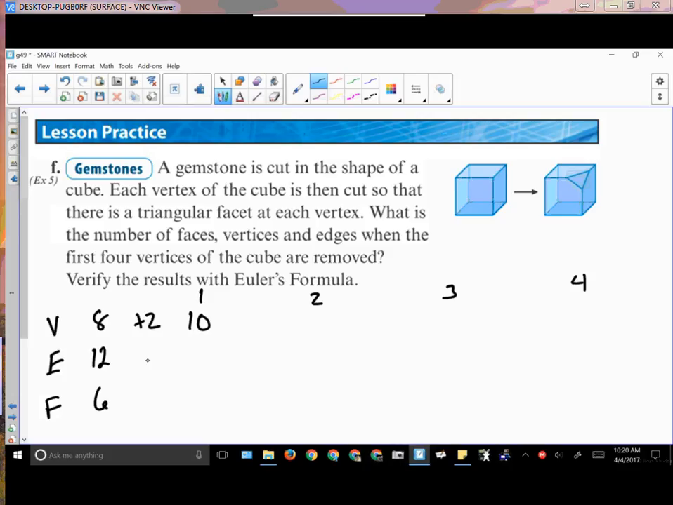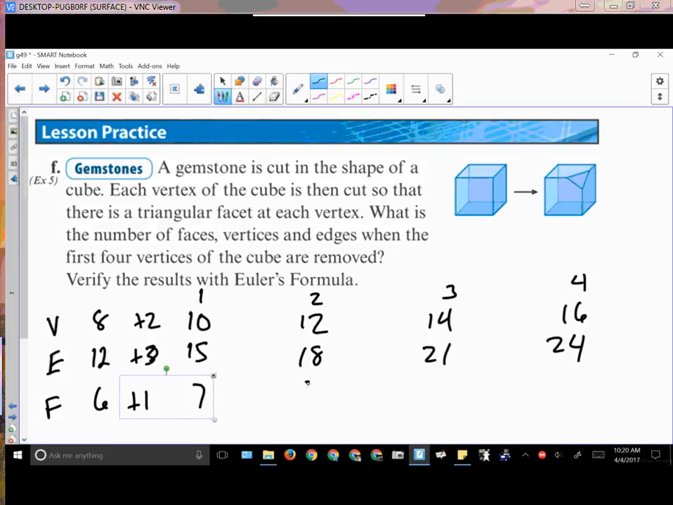Now, how many edges were added on when I did this? Well, it would have to be 3. So now I am at 15. Because here, this edge, and this edge are still these 3 edges here. So 3 new ones were added. And so by grinding it down there, how many faces did I add? I added 1, so now I am at 7. So that means that this should be 12, 14, and 16, yes? That means this should be 18, 21, and 24. That means this should be 8, 9, and 10.